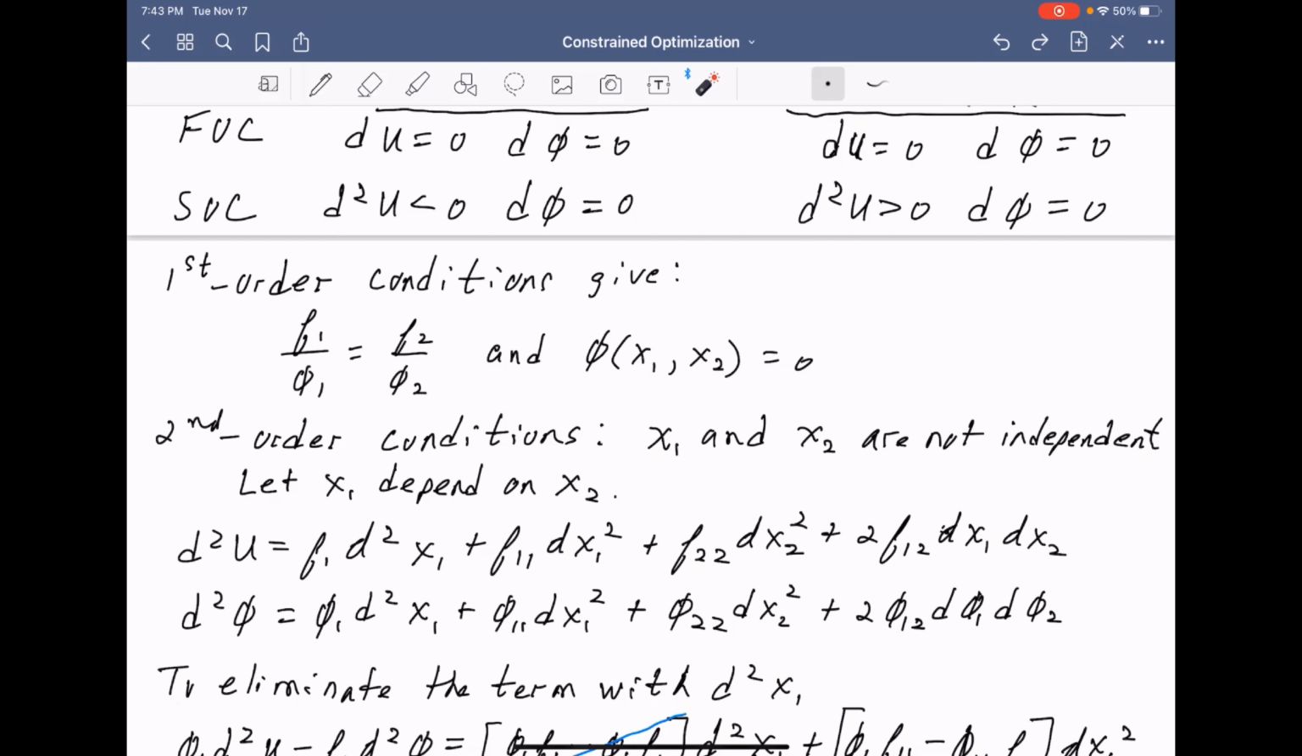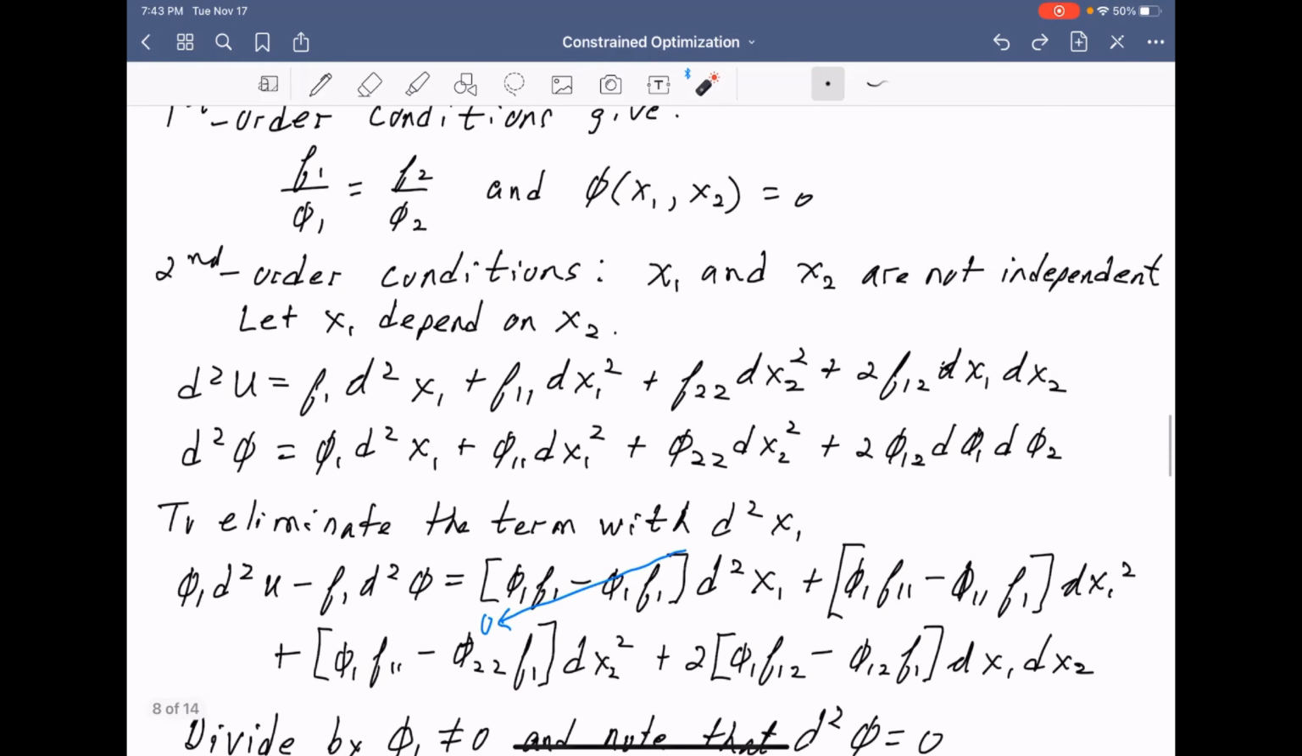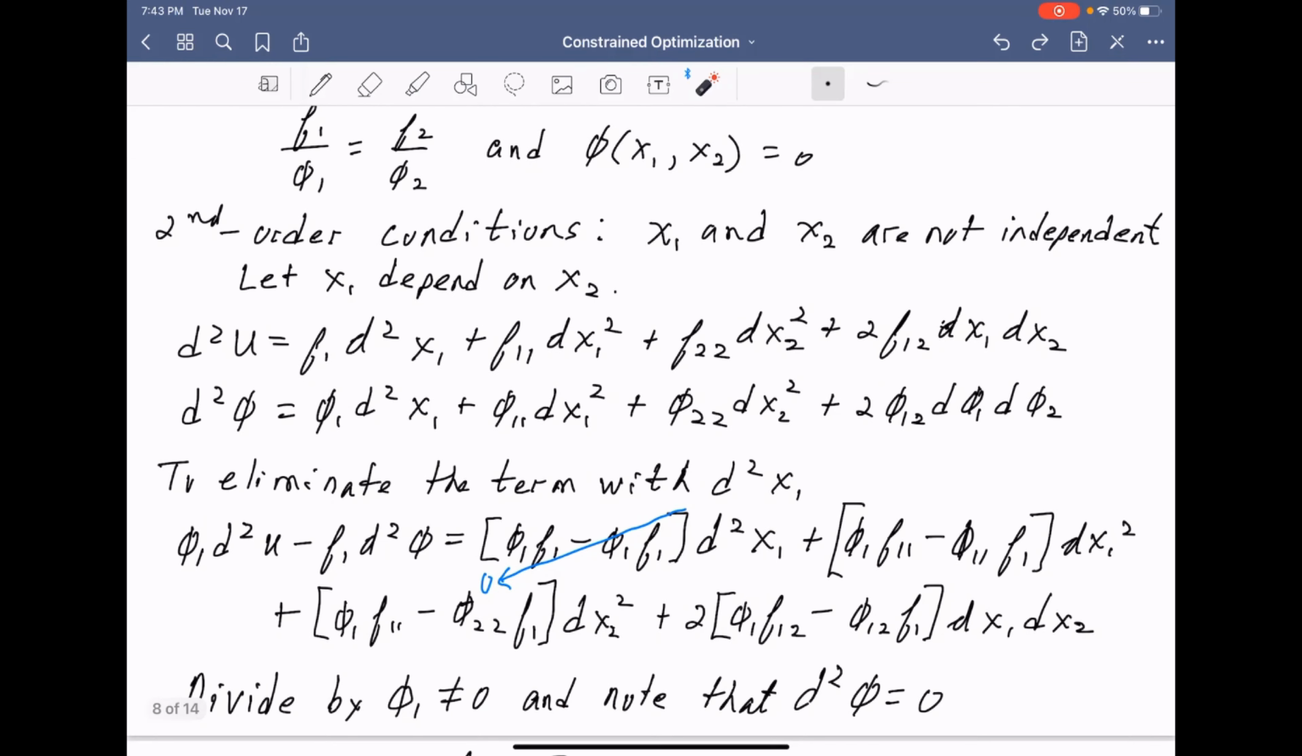The only difference here is that we had P1 and P2 earlier. Now we've got a derivative of the constraint function, where this is the constraint function. So we have this result from the first two first order conditions, and this one from the third, where this is the derivative of the Lagrangian with respect to lambda. Now the second order conditions, x1 and x2 are not independent, so we let x1 depend on x2.